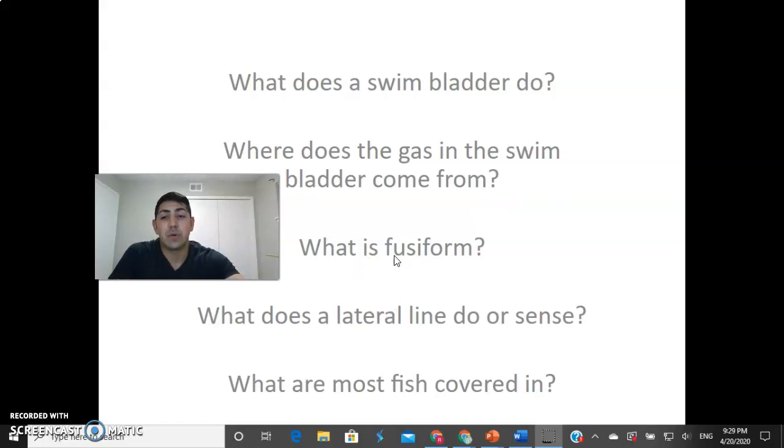And what is fusiform? So fusiform was mentioned in the sharks unit, and it's basically a tapered fish. So it is narrow on one end, narrow on the other, and then a little bit thicker in the center. And it allows it for a very maneuverable shape. And this is why a lot of fish are of fusiform shape or torpedo shape. So what does a lateral line do or sense? And it senses movement or pressure within the water. What are most fish covered in? This is an easy one. Scales. They're covered in scales.